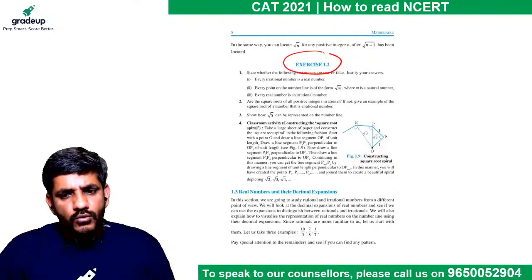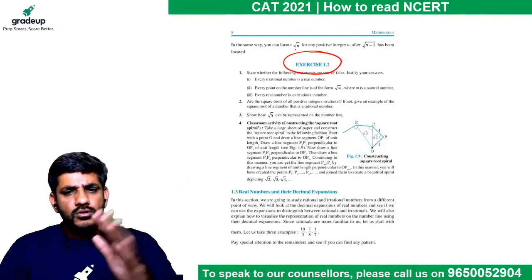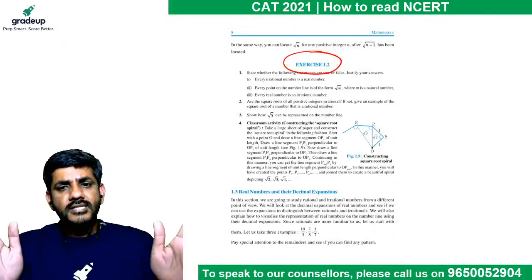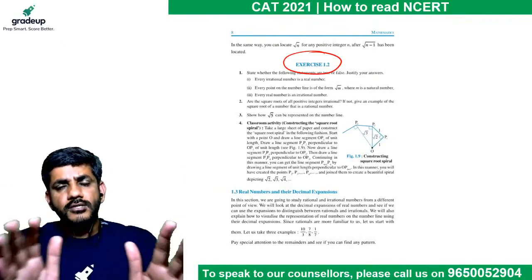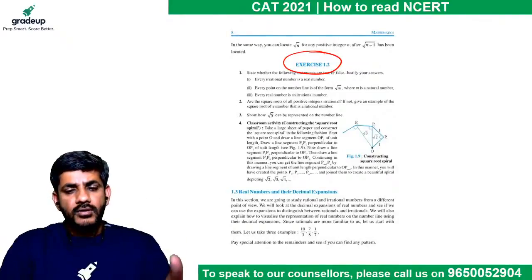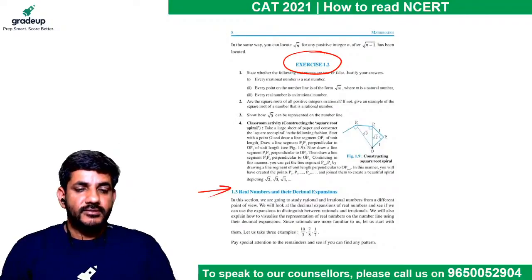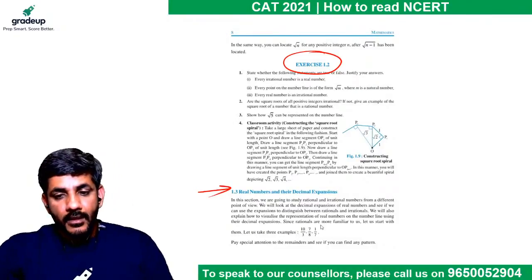So exercise 1.2 comes. I am not saying do this exercise. Don't do this. This is not your job. Your job is to understand the concept. Have you understood the concept? Yes. Forget about it and then move on to the next one, that is real numbers and their decimal expressions. I hope you have understood exactly what I am trying to say.